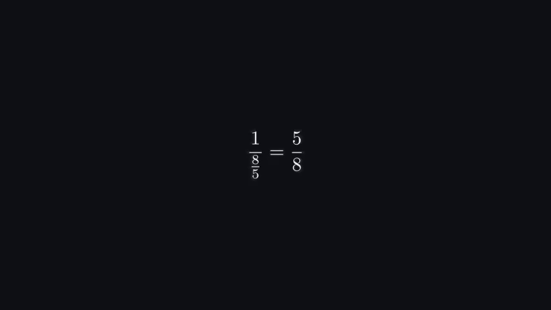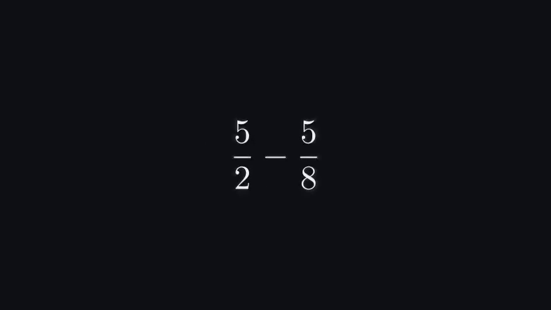1 over 2 over 5 minus 1 over 8 over 5 equals 5 over 2 minus 5 over 8.